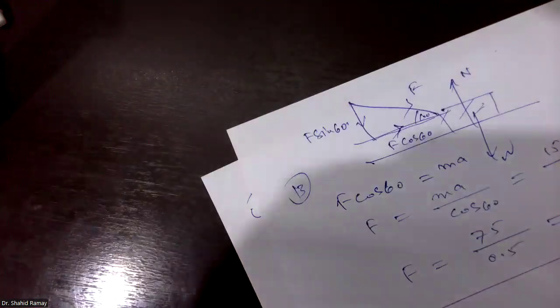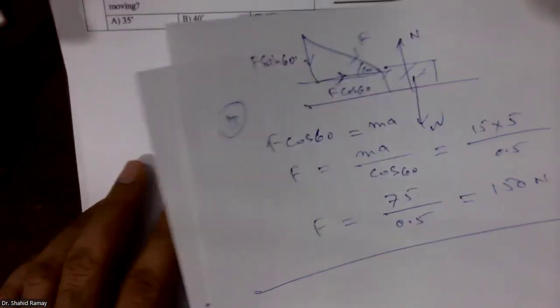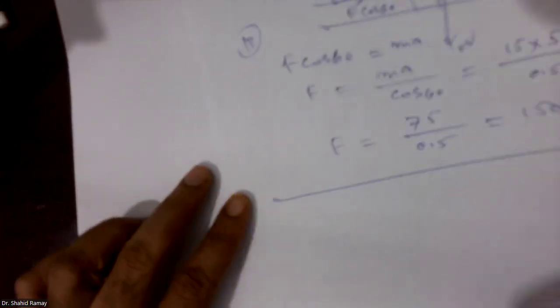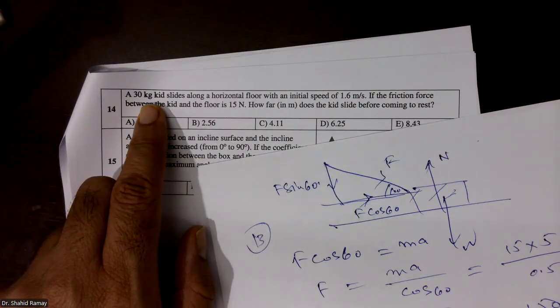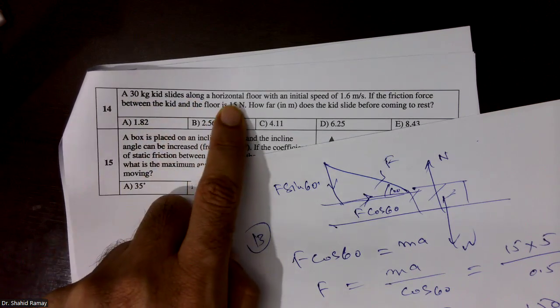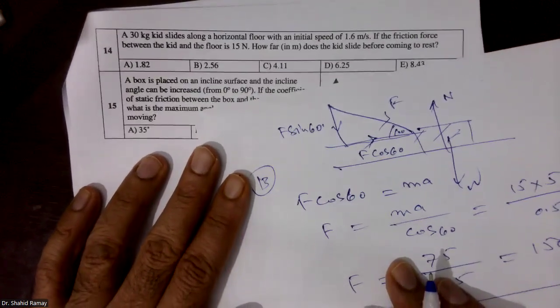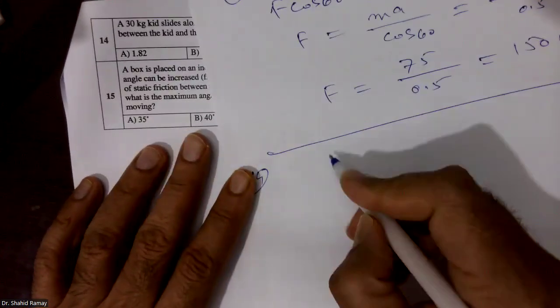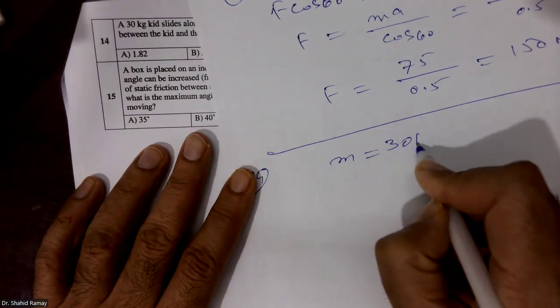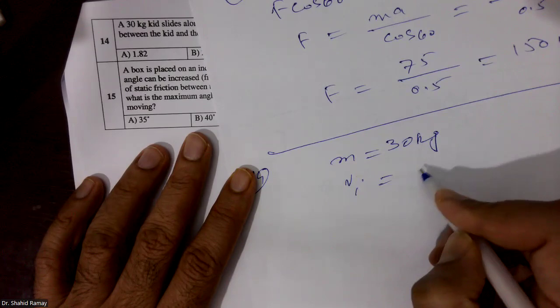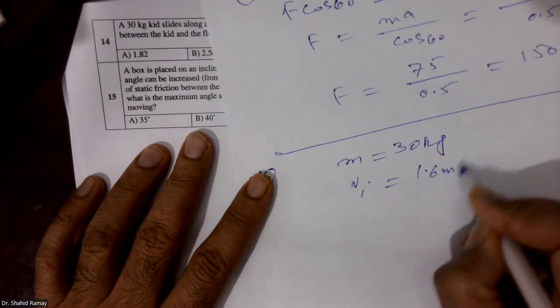This is problem number 13. Now you can see problem number 14. In 14, the question is, a 30 kg kid slides along a horizontal floor with an initial speed of 1.6 meter per second. So the mass is given. Here I'm writing the data. Mass is 30 kg with an initial speed Vi equal to 1.6 meter per second.